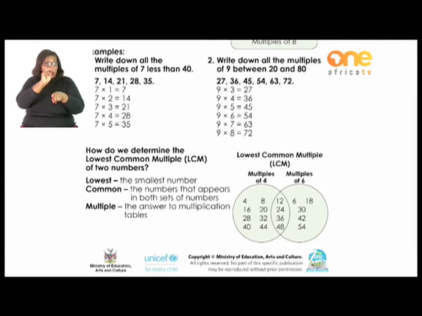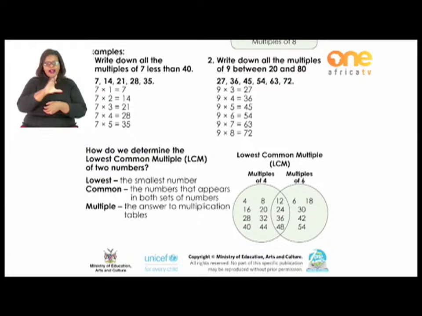means the numbers that appear in both sets of numbers. And multiple is the answer to a multiplication table. In our example there, we have two sets of multiples. We have the multiples of 4 and the multiples of 6. So we have to find the LCM.